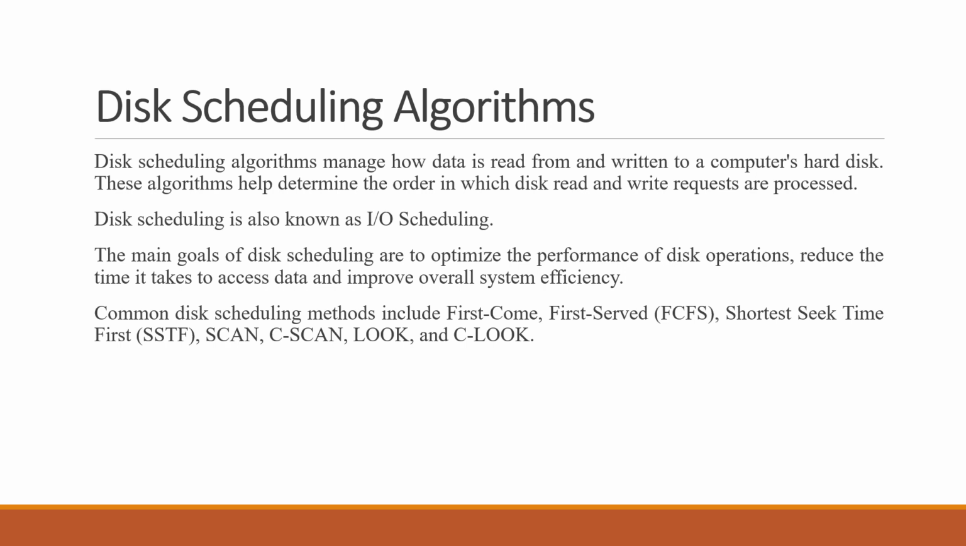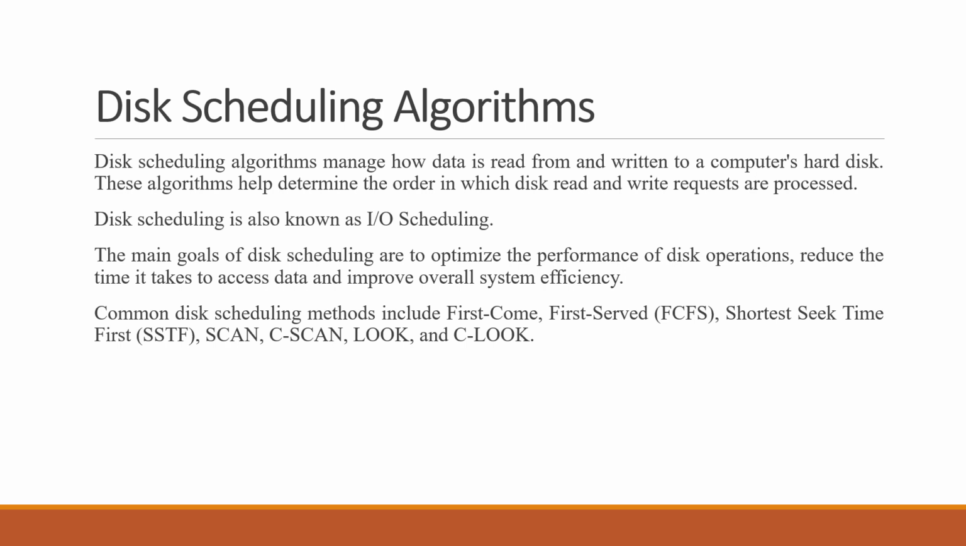A disk scheduling algorithm is a technique used by operating systems to determine the order in which the input-output requests are served for data reading and writing on a hard drive. Its primary goals are to minimize the seek time, which means the time taken for the disk arm to move to the desired track, and to improve throughput to enhance overall system efficiency by minimizing the disk arm movement. So the goal here is to minimize the disk arm movement.